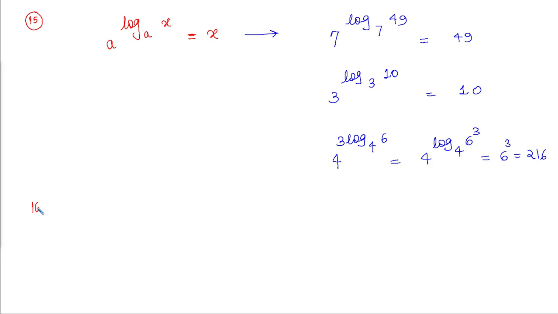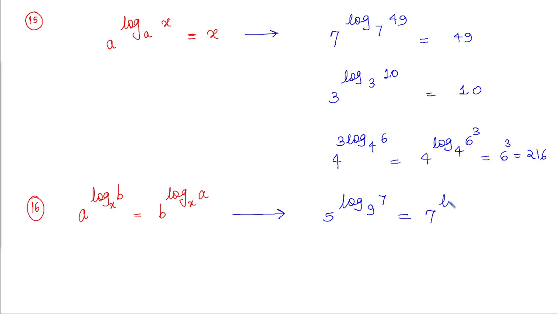Okay everyone, after this, the 16th property is the last one, you can say. A to the power log of b is equal to b to the power log of a. Over here the base has to be the same. The property is a to the power log of b to the base x is equal to b to the power log of a to the base x. For example, 5 to the power log of 7 to the base 9 is equal to 7 to the power log of 5 to the base 9.